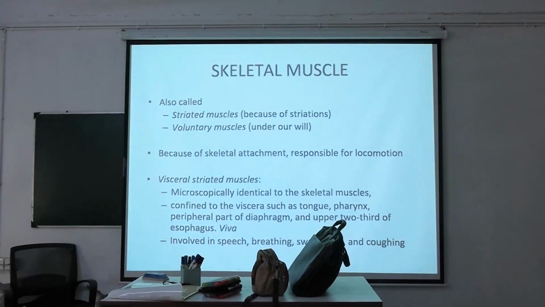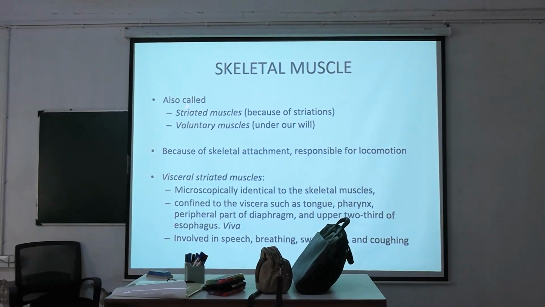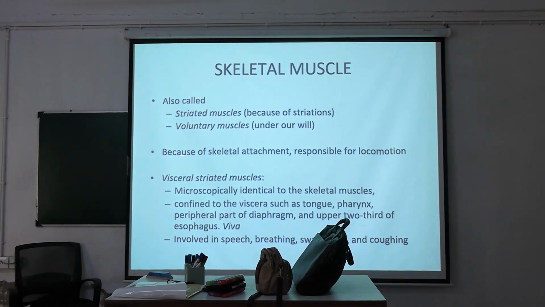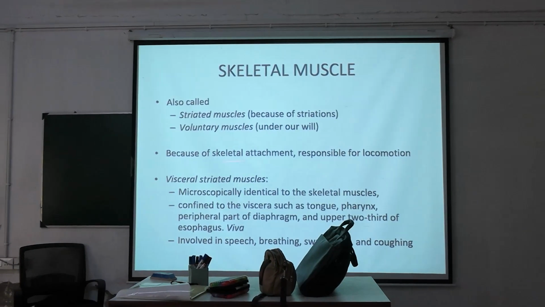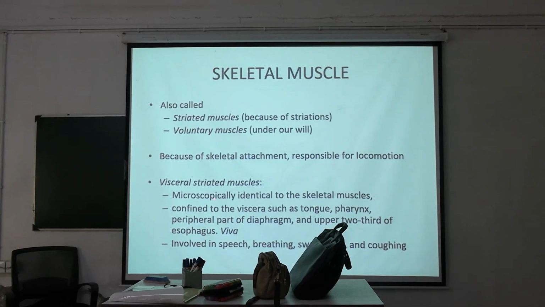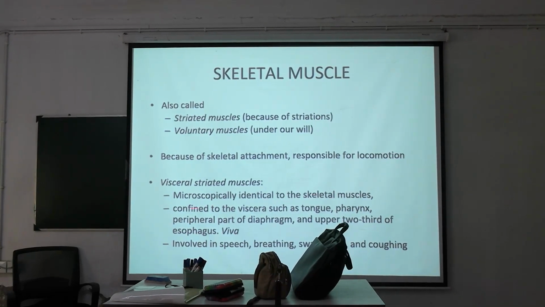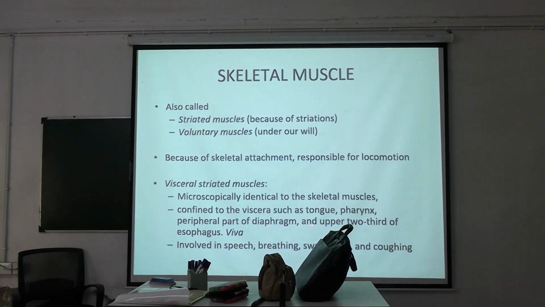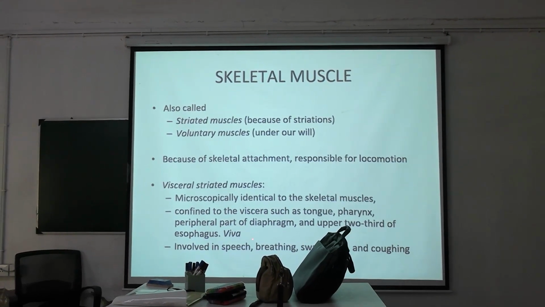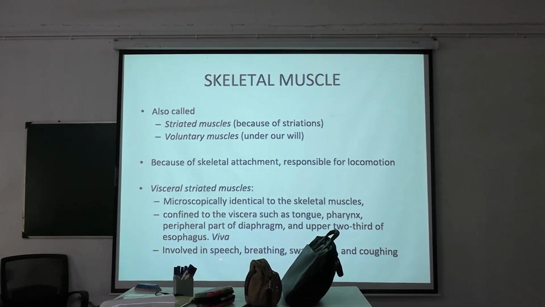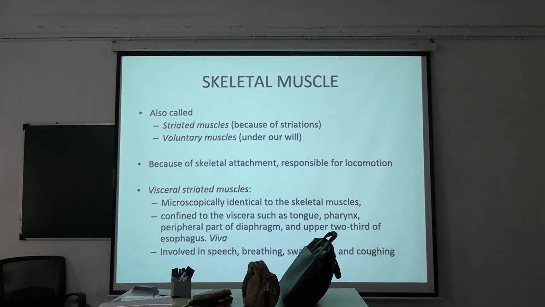Now skeletal muscles are also called striated muscles because of striations, voluntary muscles under will. Because of skeletal attachment, they are responsible for locomotion, as I told you earlier. Visceral striated muscles are microscopically identical to skeletal muscles, confined to the viscera such as the tongue, pharynx, peripheral part of the diaphragm and upper 2/3 of the esophagus. Now this again comes in the viva. They are involved in speech, breathing, swallowing and coughing.